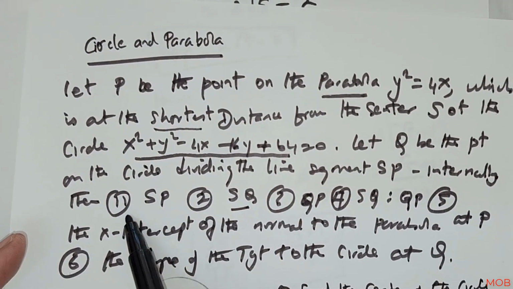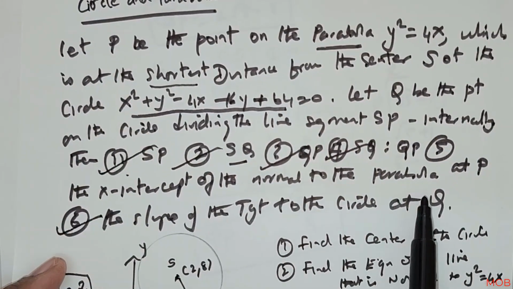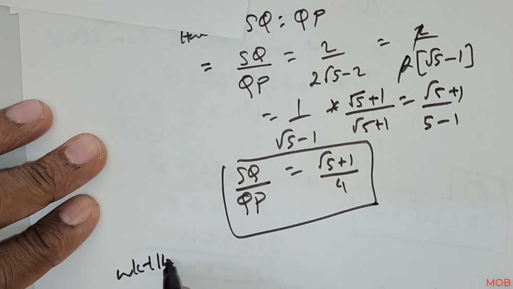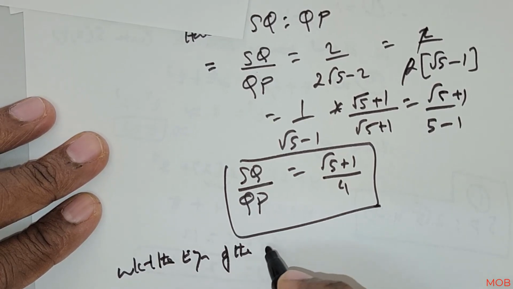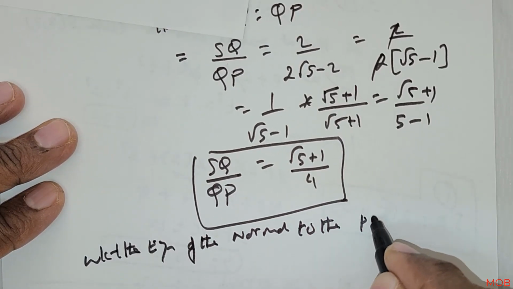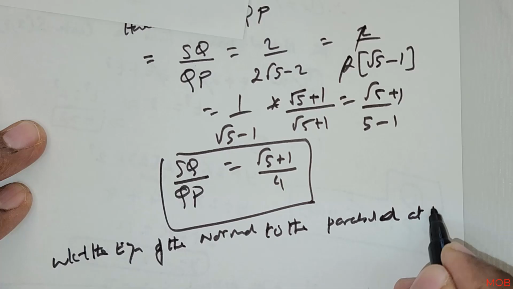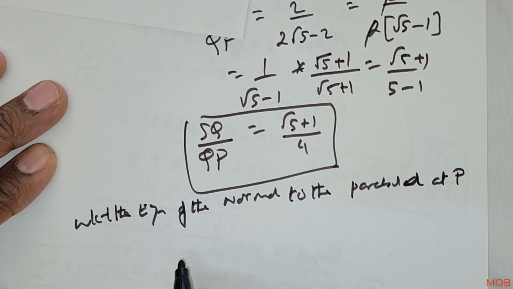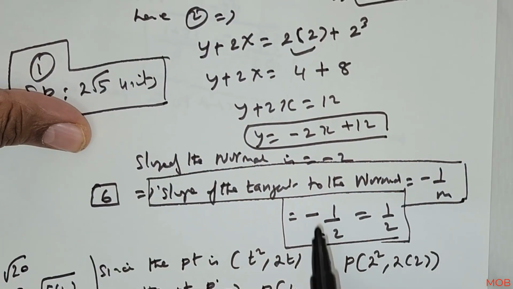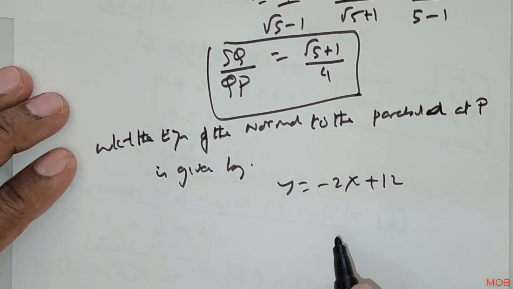Okay, now we have got all of these. Now the x-intercept of the normal to the parabola. Now what is the normal? We know that the equation of the normal to the parabola at P is given by, so what is the equation? It's given by y is equal to negative 2x plus 12. Y is equal to negative 2x plus 12.